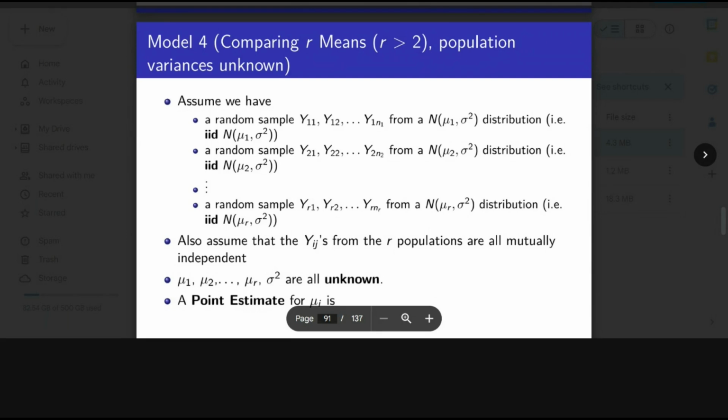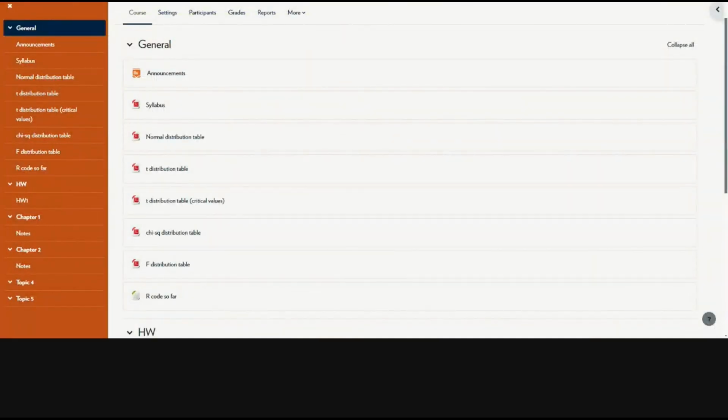I noticed that we've done a lot of R code, and I want to show you what R we have used in class. I've also added this as a file on Moodle. So if you go to Moodle, you'll see I have the R code so far. I'm going to play with it with you today.